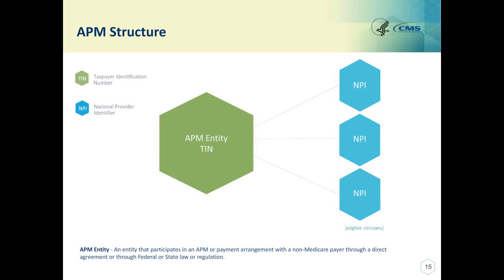So this is a great slide that helps you see the overall structure of what we mean by APM entity. You'll see the word TIN under the word APM entity in this box here. The TIN is just your tax identification number, or the way that you bill, and CMS uses that for billing purposes. But in that APM entity, you have NPIs, or the National Provider Identifier, for your clinicians. These clinicians assign their billing to their APM entity, and their APM entity then sends the bill in for the work that's done under it. So it's important to note that the APM entity is nothing more than an entity that participates in the alternative payment model or the payment arrangement with a non-Medicare payer through a direct agreement or through federal or state law or regulation. Overall, the APM entity is just a group that does the billing. Next slide.